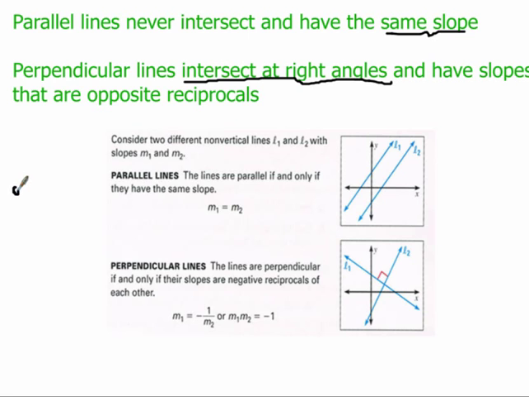So if you've got A over B, the opposite reciprocal would be negative B over A. You just flip the fraction and change the sign. Now this should be a review of algebra for you. You should have already seen this, but we're going to be doing some geometry problems involving this. So let's take a look at one of those.